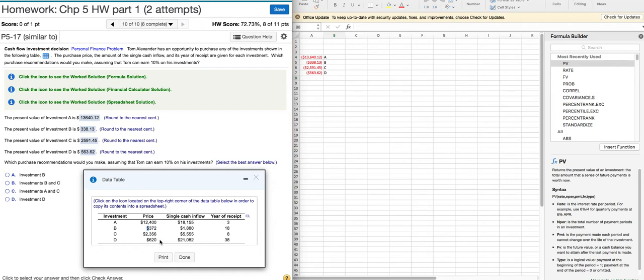And if we look at D, we have again a situation where the present value is less than the cost to get into the investment. This one costs 620. The present value is only 563. So the only two that would be acceptable as far as the price being less than the present value of the cash flows would be A and C.